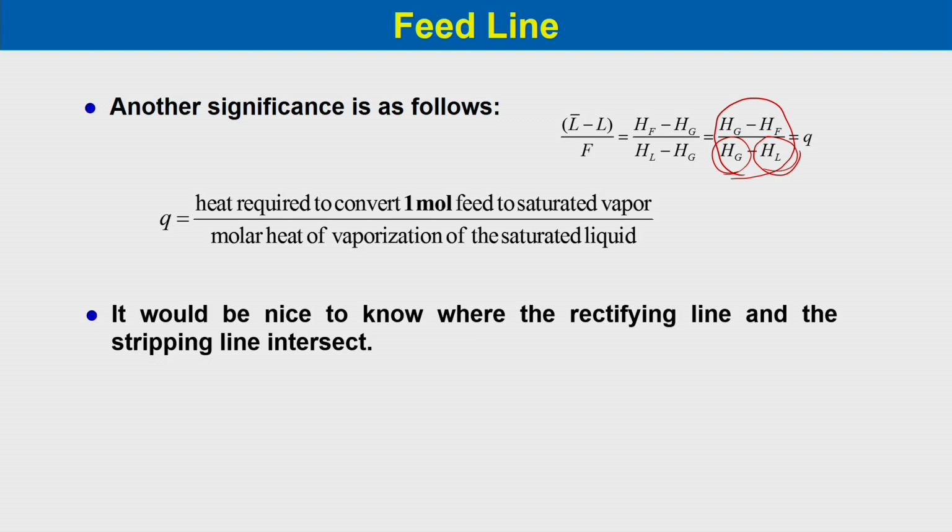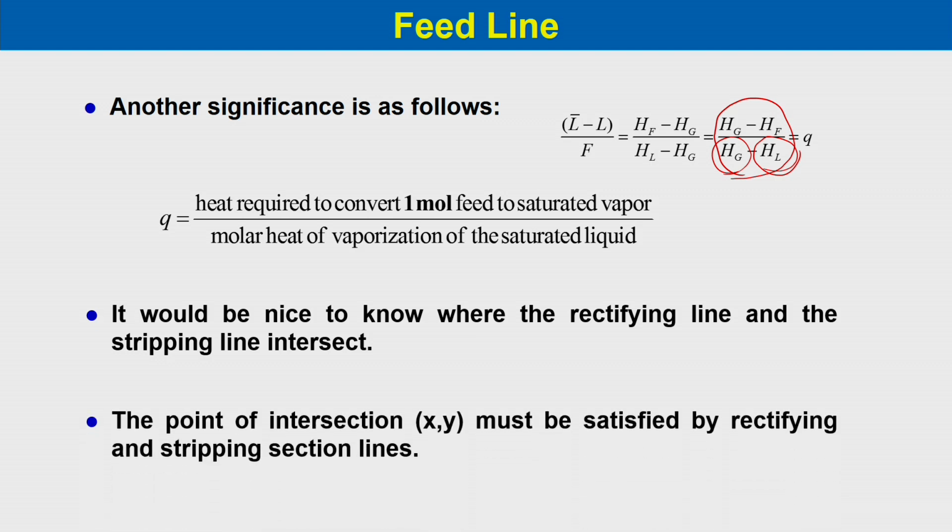It would be nice to know where the rectifying line and the stripping section line intersect. The point of intersection, which is (x, y), must be satisfied by rectifying and stripping section line, because that is also in the column. The feed tray is inside the column. So, the feed point (x, y) must be satisfied by both the rectifying section and the stripping section operating lines.